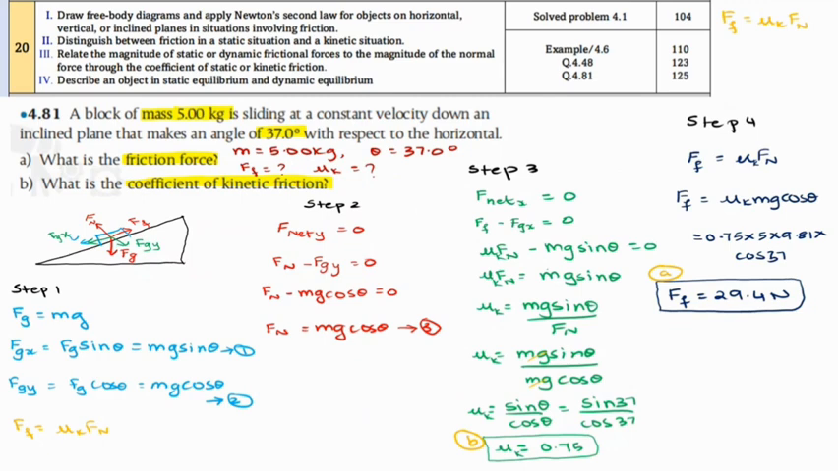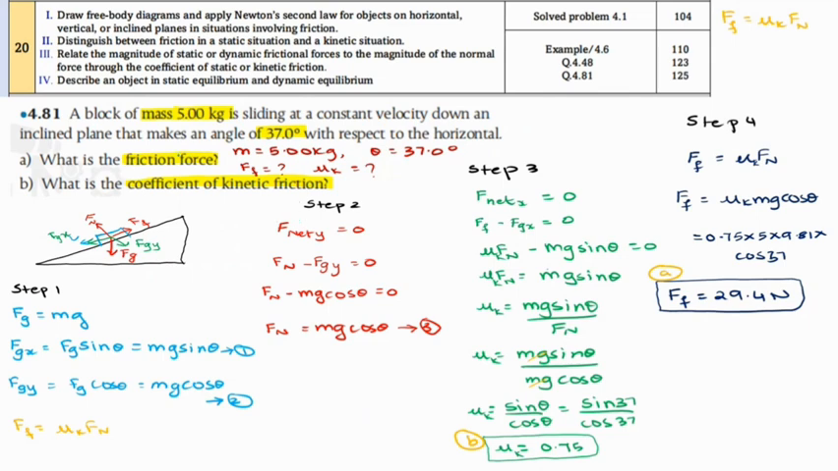Question 4.81. Here you have a block of mass 5 kilogram that is sliding at a constant velocity down an inclined plane that makes an angle of 37 degrees with respect to the horizontal. What is the friction force? What is the coefficient of kinetic friction?